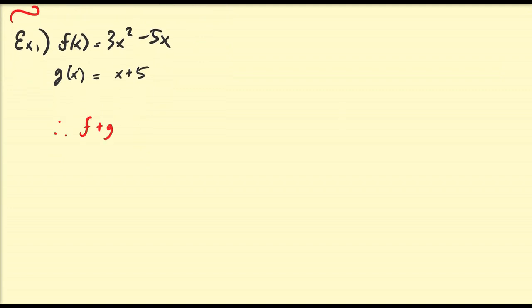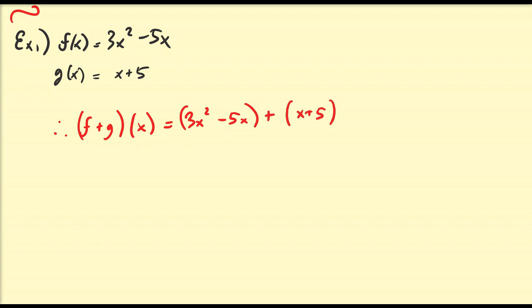So f plus g of x is going to be the sum of these two functions. So this is going to be 3x squared minus 5x plus x plus 5. And then we can combine like terms, as we usually do. So this is going to be equal to 3x squared minus 4x plus 5.